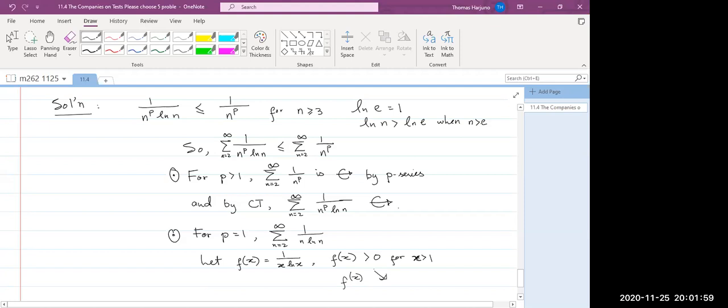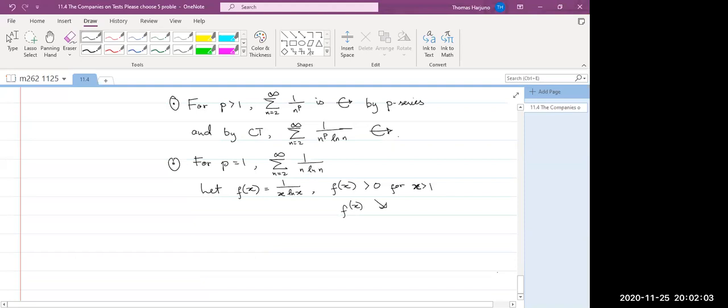Positive, decreasing, what else? f(n) equals 1 over n ln n, which is a sub n. I think there's one more: positive, decreasing, and continuous. f(x) is continuous on the interval from 2 in this case. Maybe I make it 2 also. Now I can do the integral test: the integral from 2 to infinity of 1 over x ln x dx.